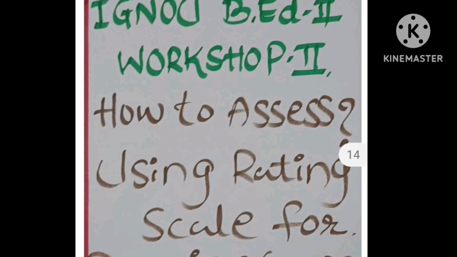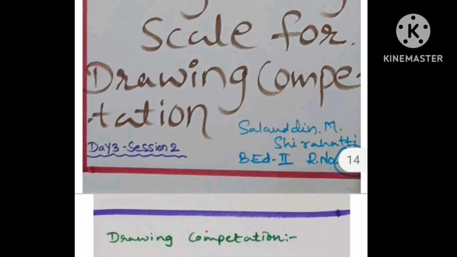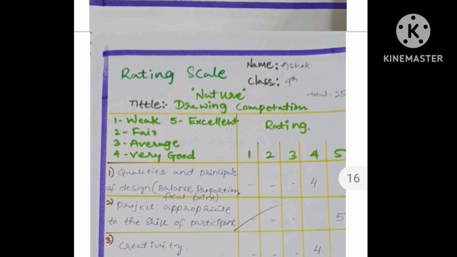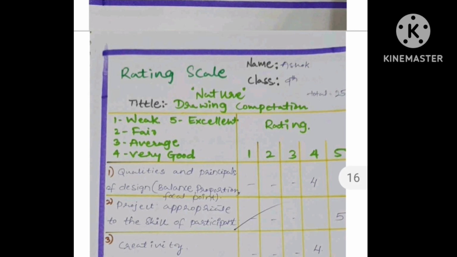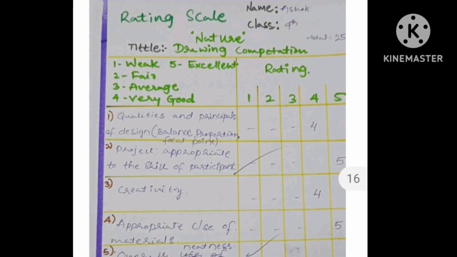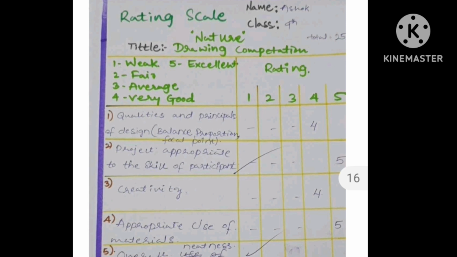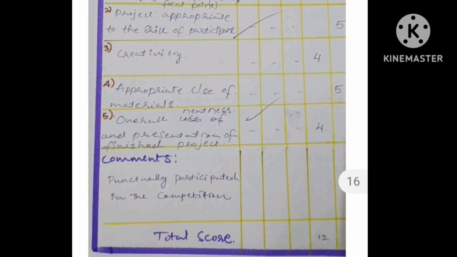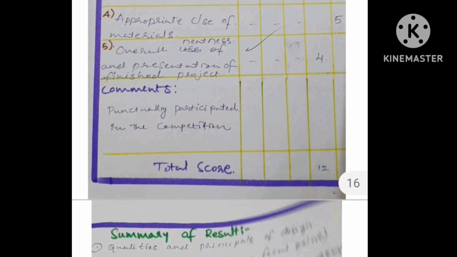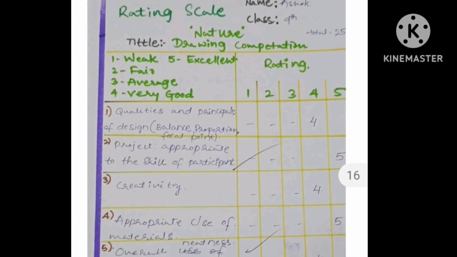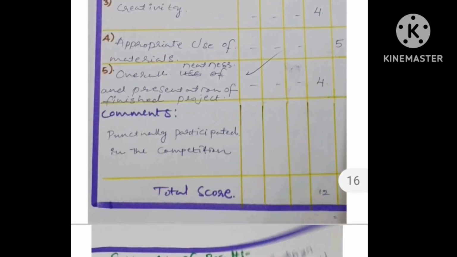And next activity, how to assess using a rating scale for a drawing competition. I chose a drawing competition and applied a rating scale. Drawing competition related notes, and you can see here, yes, rating scale. I made some columns and rows. You can see I chose 5 points. First one, qualities and principles of design. Second one, project appropriate to the skill of participant. Third one, creativity. Fourth one, appropriate use of materials. Fifth one, overall neatness and presentation of finished project. Finally, comments. You can see total score and rating scale also. You can see on the right side a summary of result.